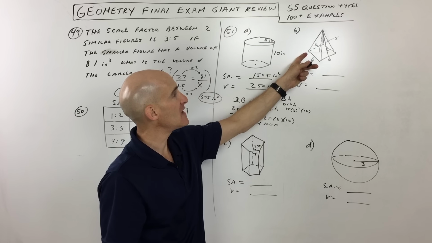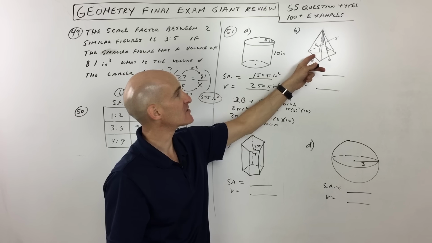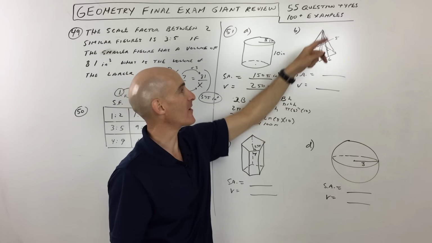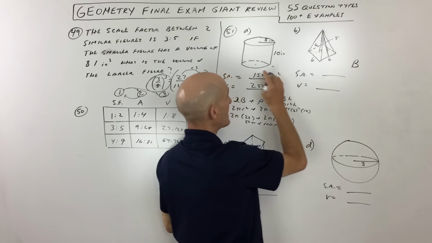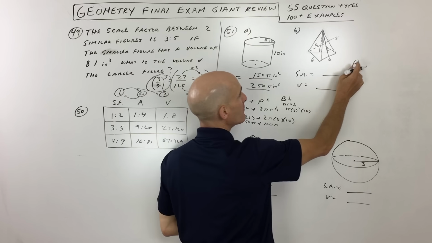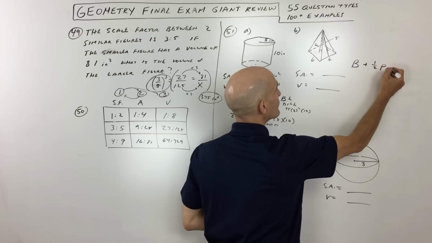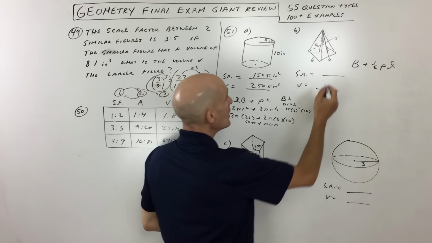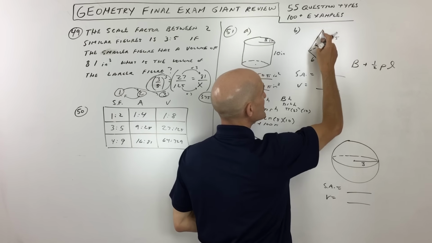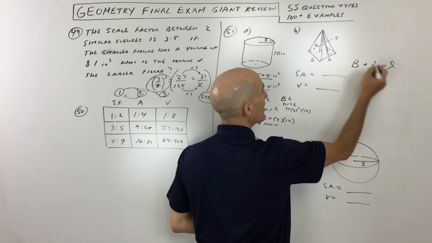Now for letter B, they're giving us a square pyramid, right? The base is a square, okay? So to find the surface area, you have to find the area of one base, not 2 bases like here where we had 2, just one base, plus 1/2 the perimeter of the base times the slant height, the L, the leaning height. Well, they give us the leaning height as 5 here. See, that's the height of this triangle right here, that's 5.